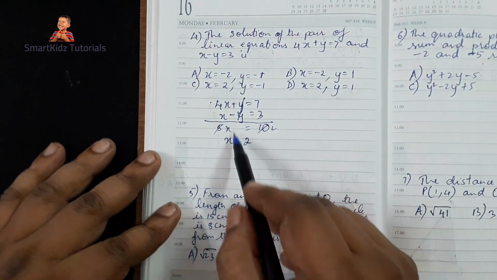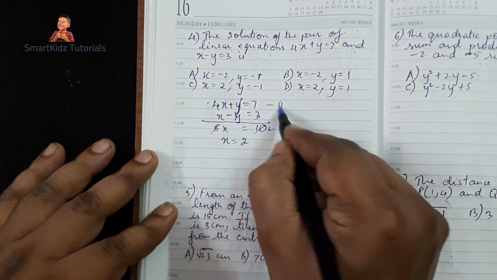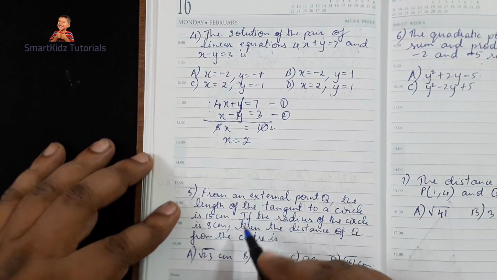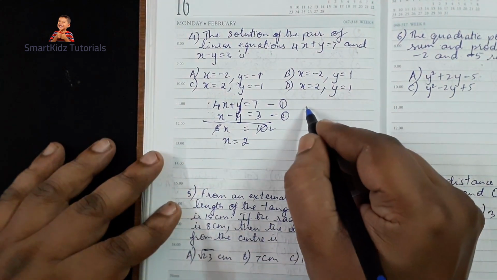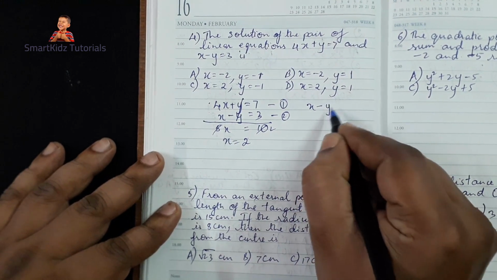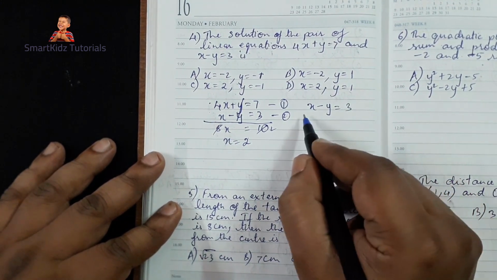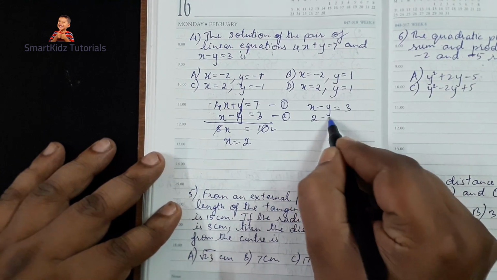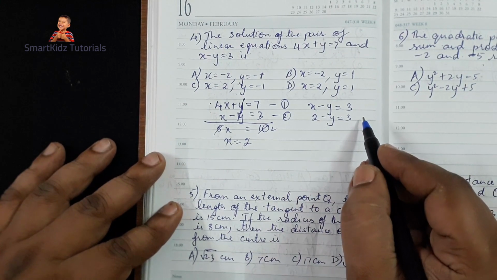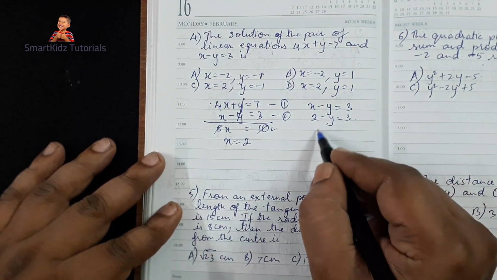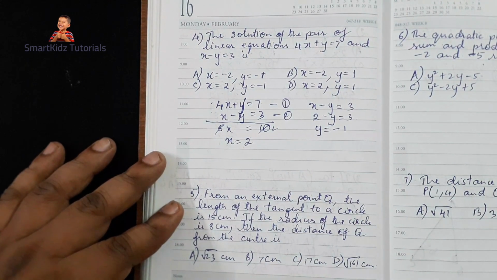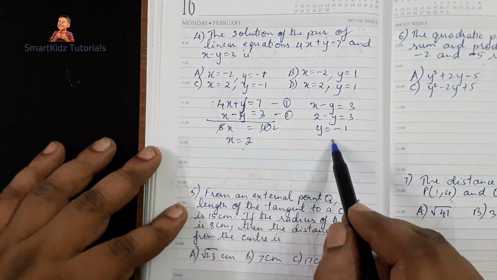x equal to 2. Now if we take these as equation 1 and equation 2, we'll put this value in equation 2 to get the value of y. So x − y = 3. Instead of x, I'll put 2 − y = 3. If I take y on this side and bring 3 to the other side, then we get y equal to −1. So we get x equal to 2, y equal to −1.